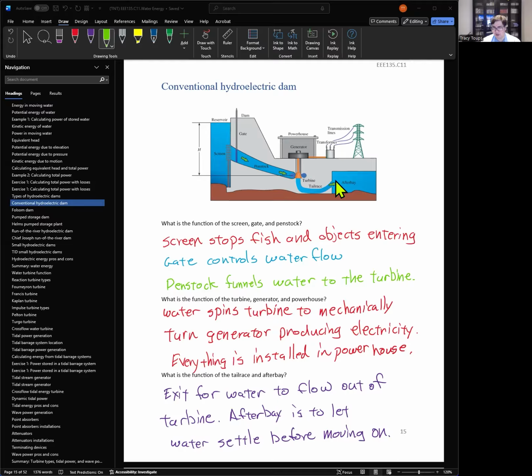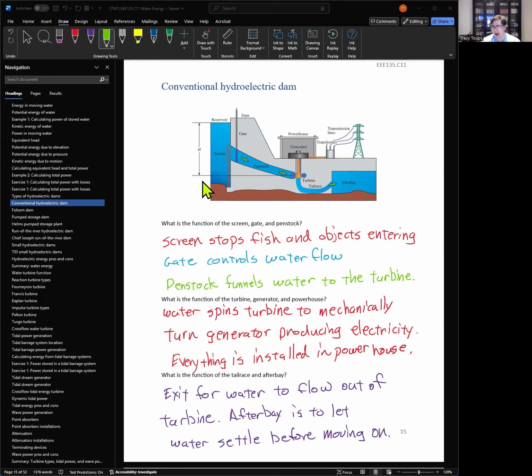You have the after bay here to collect the water so it can settle down. You don't have these crashing waves everywhere. And then once it smooths down, it'll enter the river and start flowing downhill to the farmlands, to the cities, and eventually to the ocean. Okay. So that's a very conventional look of a hydroelectric dam.